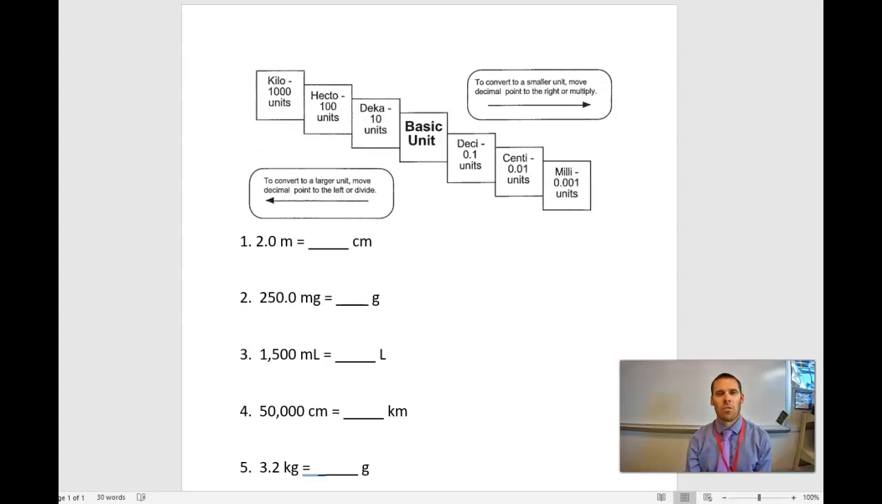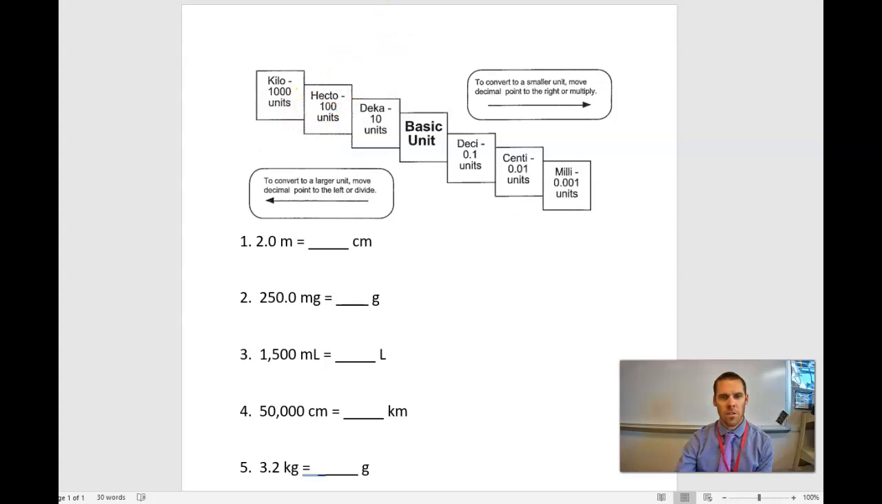For this video I'm going to walk you through some examples of how to use the metric ladder when making metric conversions. So our first example, we have 2.0 meters is equal to how many centimeters? I'll give you a moment to give that a shot on your own before checking the video.